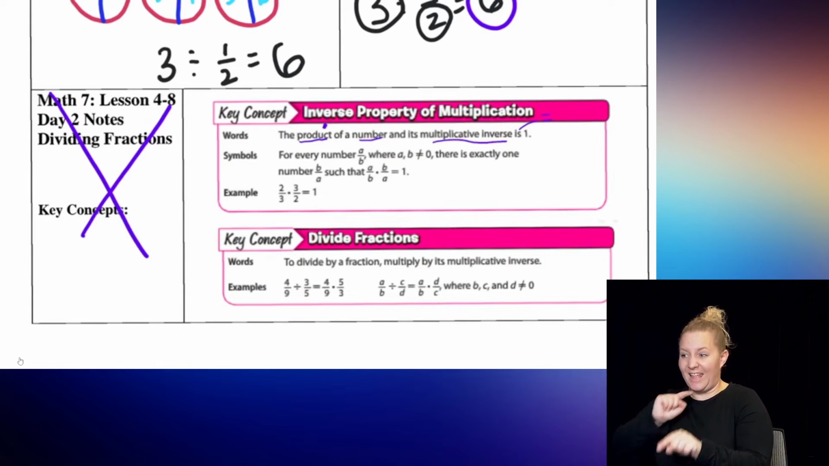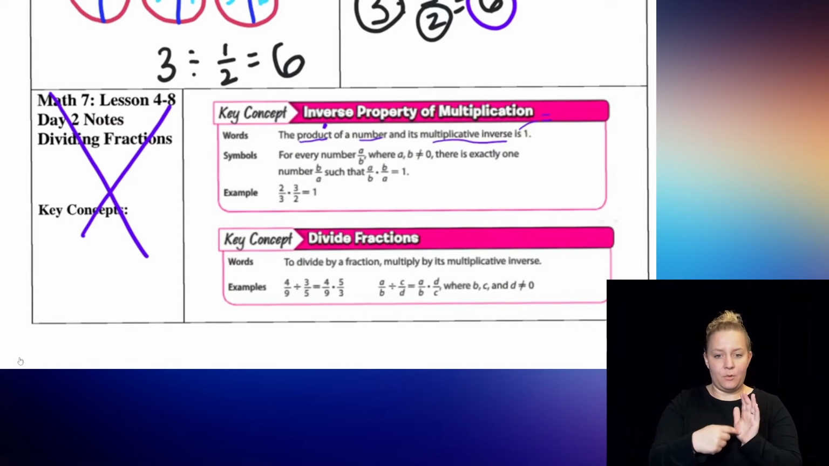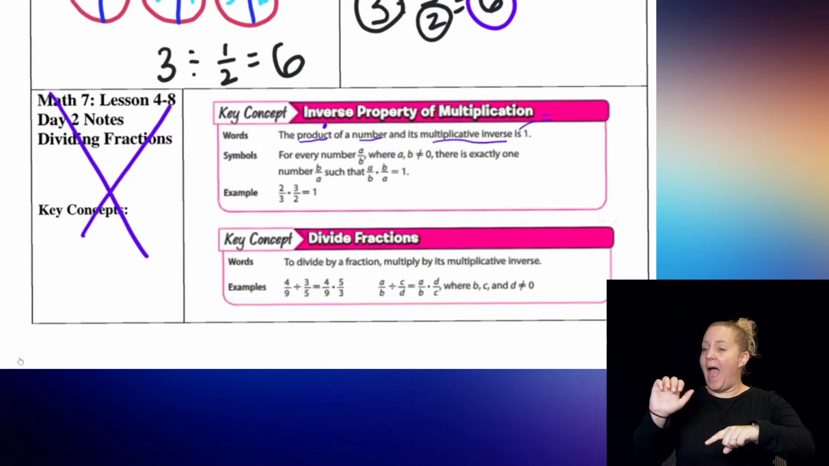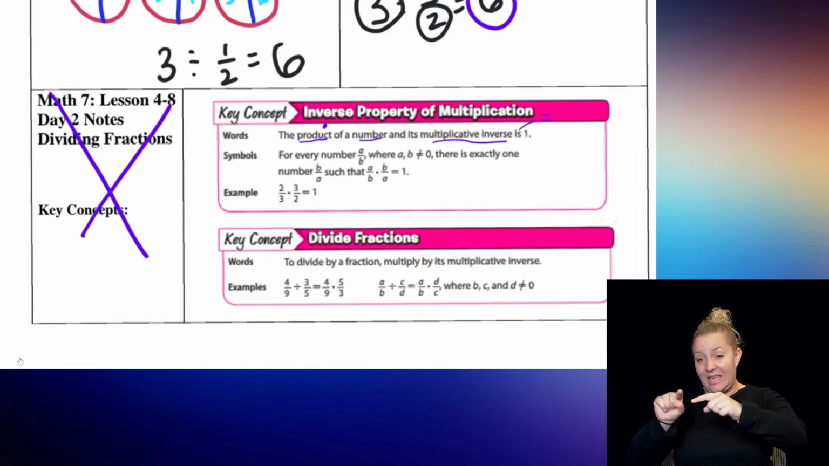Now in symbols, it says for every number a over b, where a and b aren't, well, b definitely is not 0, there's exactly one number, b over a, such that a over b times b over a equals 1.